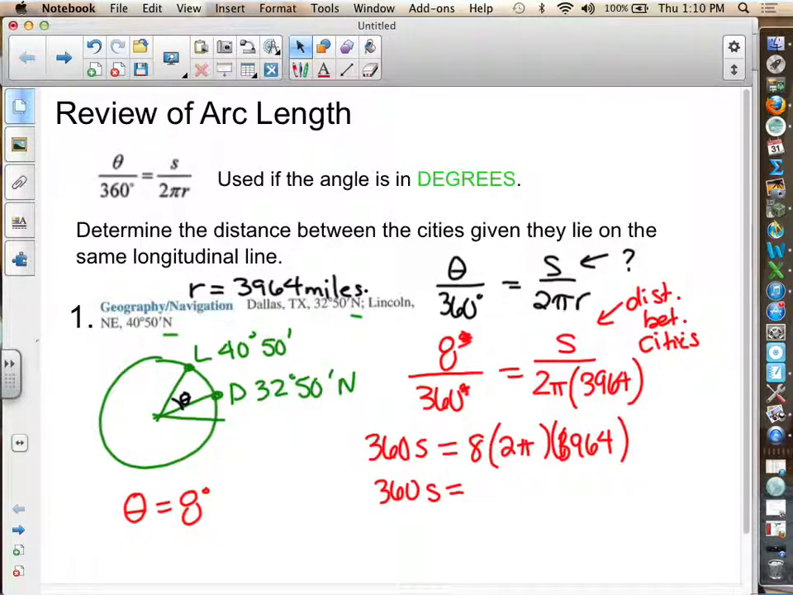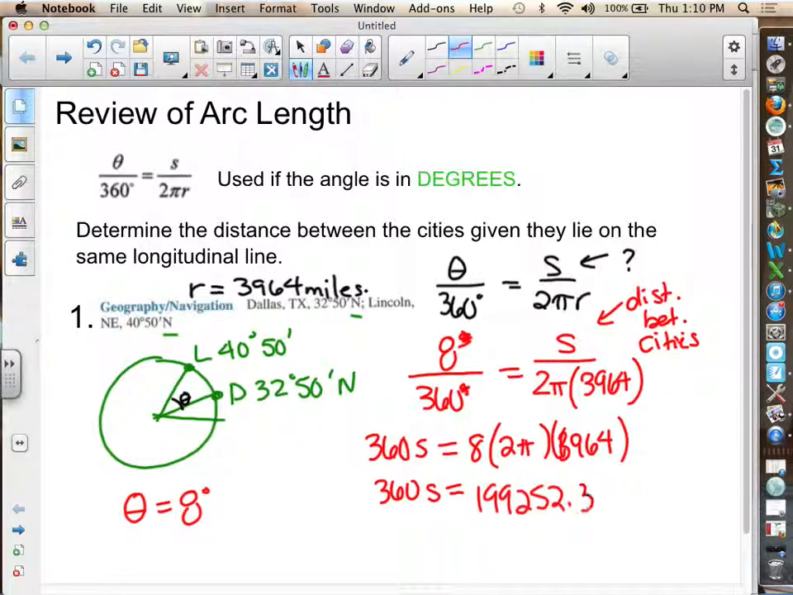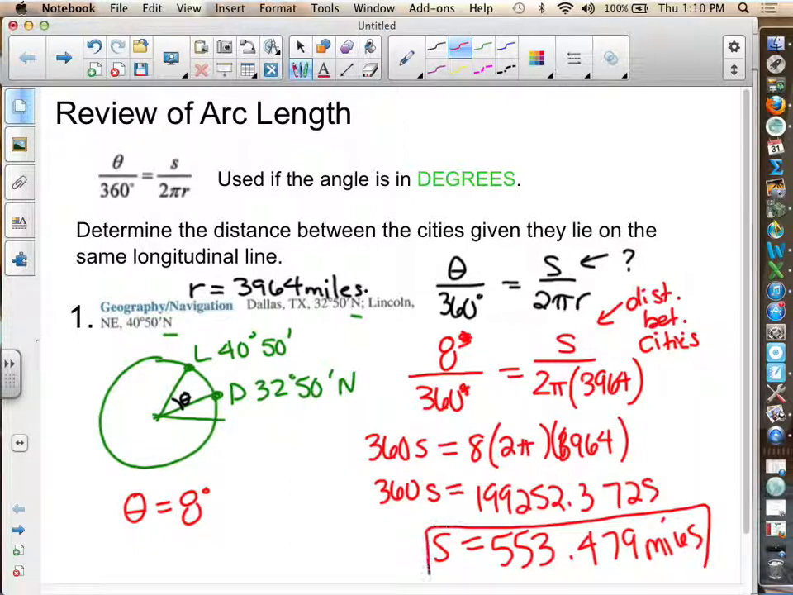Then I'm going to multiply this with the regular calculator here. So 8 times 2 pi times 3964. That's going to give me 199,252.3725. And then just divide by 360. And we'll get the distance between those cities is 553.4788, and that's in miles.